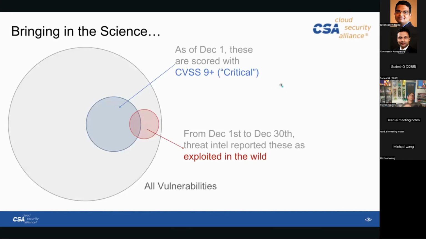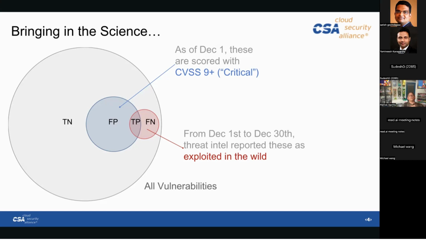So if we hop in and take a step back, the gray circle is all vulnerabilities in total, right? And this is data from December 1st. We have a blue circle, which is CVSS 9 or above, which is considered critical with the Common Vulnerability Scoring System. And then we have actual vulnerabilities that are exploited in the wild, and that's the red circle. And there are really 4 different components. If you think about it, you have true negatives, you have false positives, right?